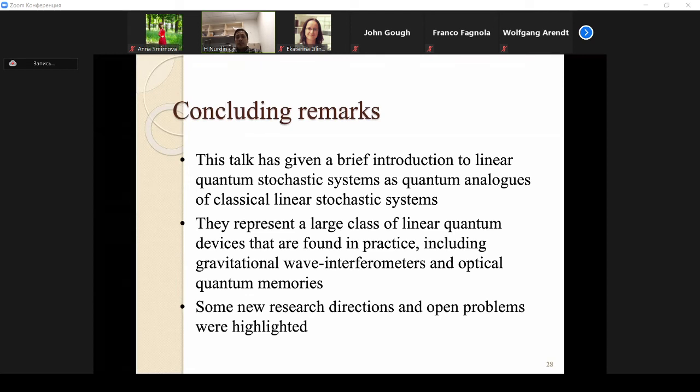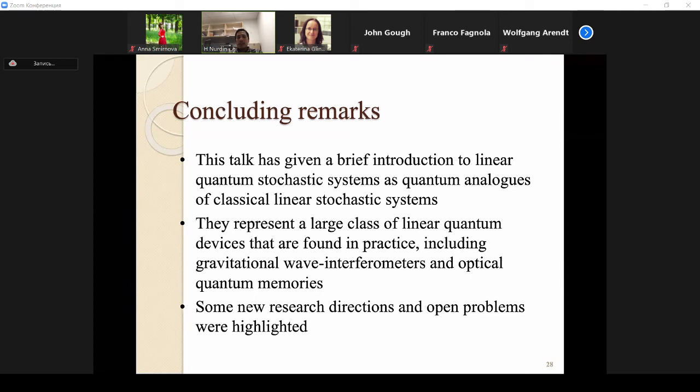So that brings me to the end of my talk. Just to give some concluding remarks: what I've done in this talk is to give a brief introduction to linear quantum stochastic systems as quantum analogs of classical linear stochastic systems. They represent a large class of linear quantum devices that are found in practice and in laboratories, including gravitational wave interferometers and optical quantum memories.